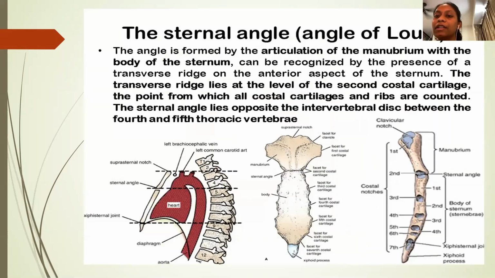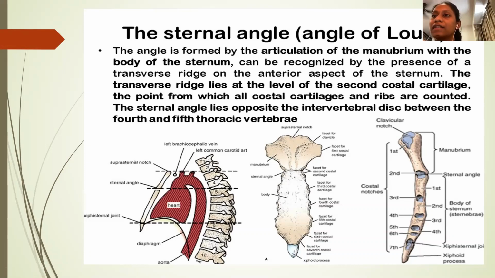Okay, so the important landmark for this sternum is the manubriosternal joint between the manubrium and the body. It is also known as the sternal angle or the angle of Louis. This angle is formed by the articulation of the manubrium with the body of the sternum and can be recognized by the presence of a transverse ridge on the anterior aspect of the sternum.